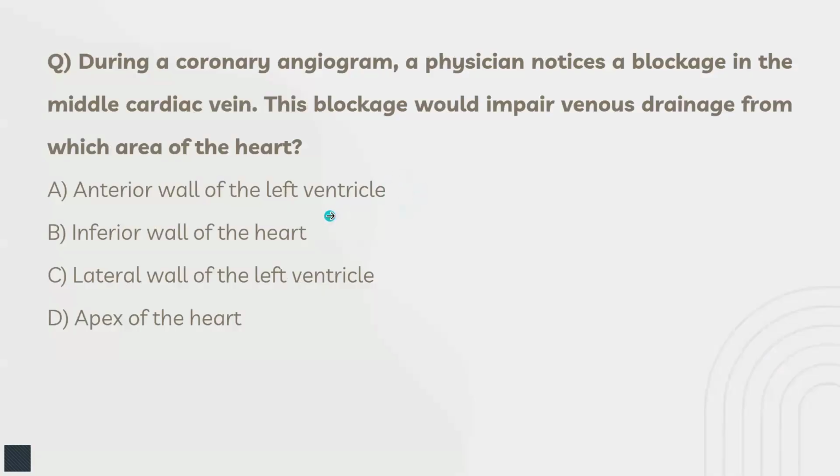Okay, next question. During a coronary angiogram, a physician notices a blockage in the middle cardiac vein. This blockage would impair venous drainage from which area of the heart? Okay, so the answer is B.